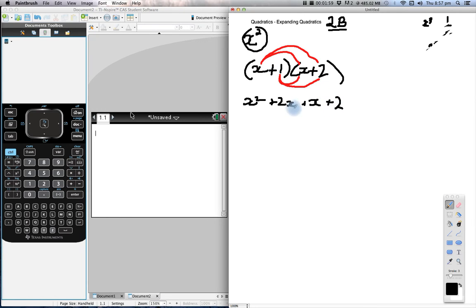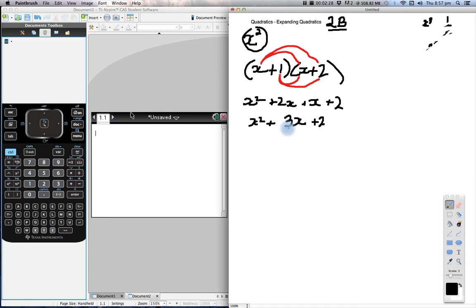Now we've got some like terms here, 2x plus another x, so those simplify down to 3x. We still have our x squared term, and we still have our constant term, which is 2. So this thing here that we started with in brackets looks like it was not a quadratic, but it is, because it does have an x squared term.